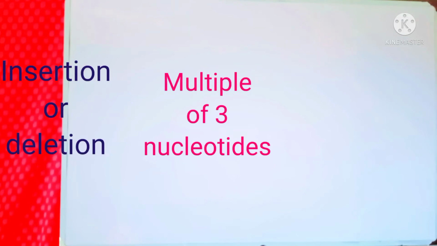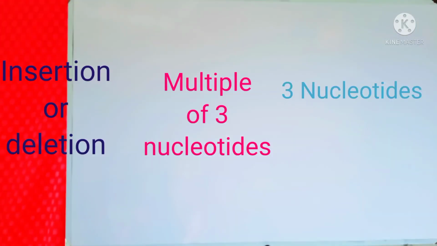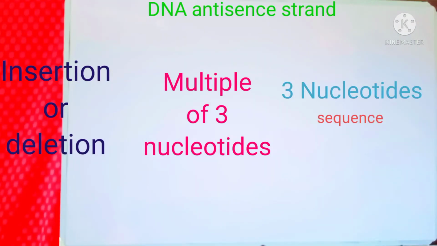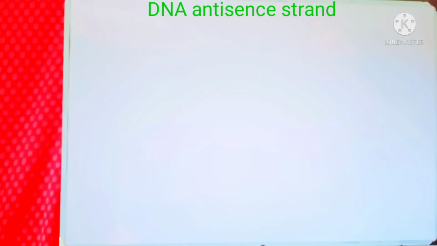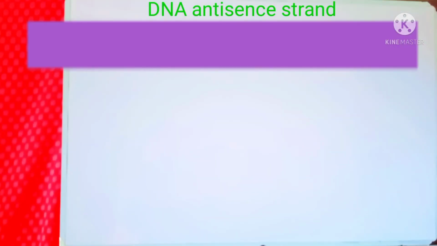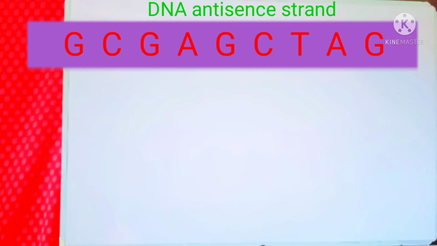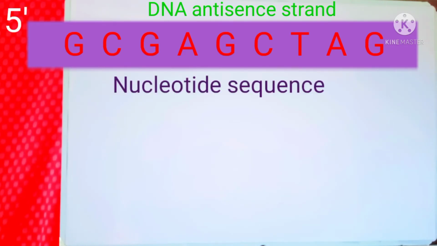But what exactly happens if the insertion or deletion occurs in a multiple of 3 nucleotides? Let's consider what happens when we insert a 3-nucleotide sequence into the previous DNA antisense strand. Let's see what the end result will be. Let's begin with this DNA antisense strand. Once again we have the GCGAGCTAG nucleotide sequence in the 5' to 3' direction of the DNA antisense strand.